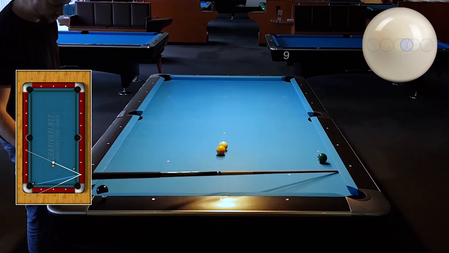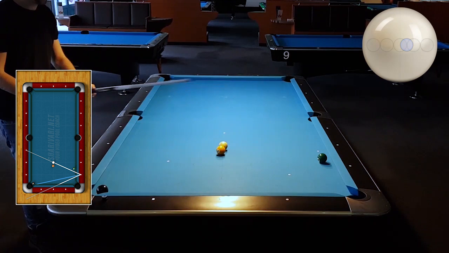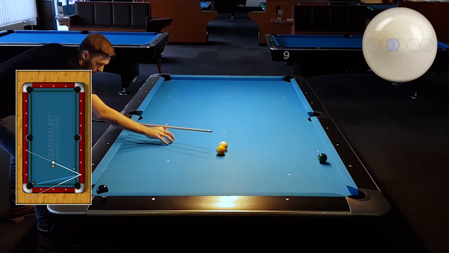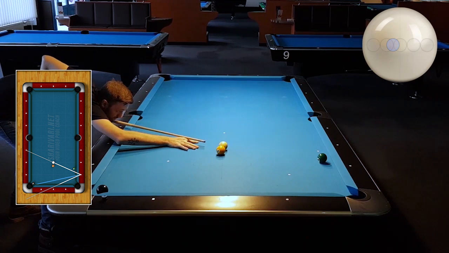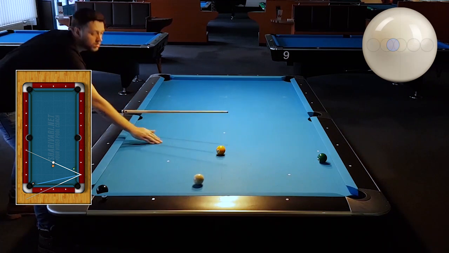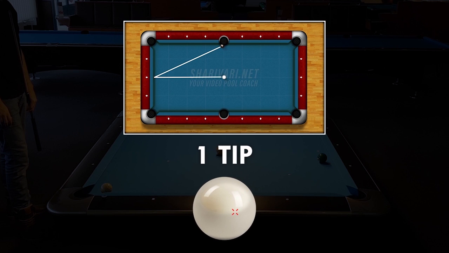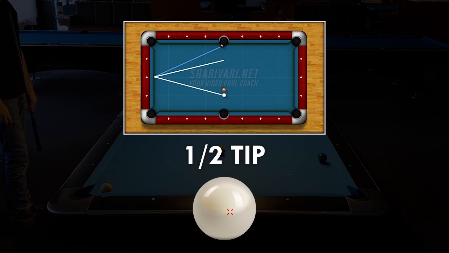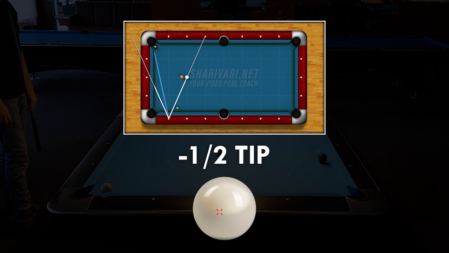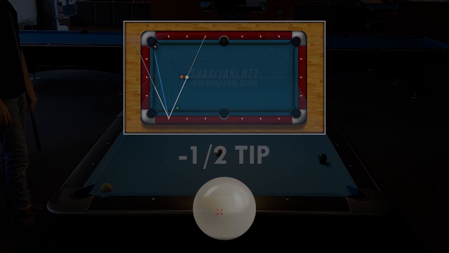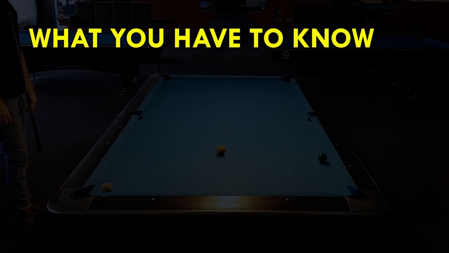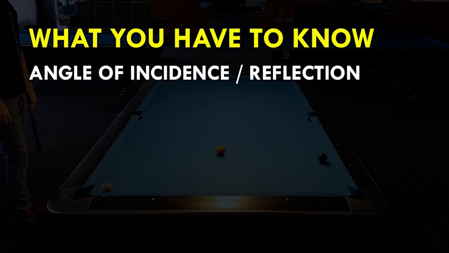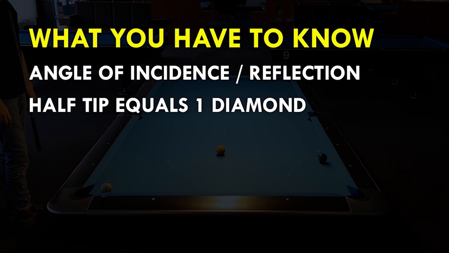And here the angle of reflection will bring me 1 diamond too far. So I'm using half a tip of left hand English to subtract 1 diamond. As you see, you have a lot of options. Playing straight into the rail and only using English to change the path. Use the angle of reflection and then add a smaller amount of English. Or even shorten the angle of reflection by using inside English. The only thing you really have to know for this system to work is the angle of incidence and reflection, and that half a tip equals 1 diamond when you travel half the table. That's it. Pretty simple, isn't it?